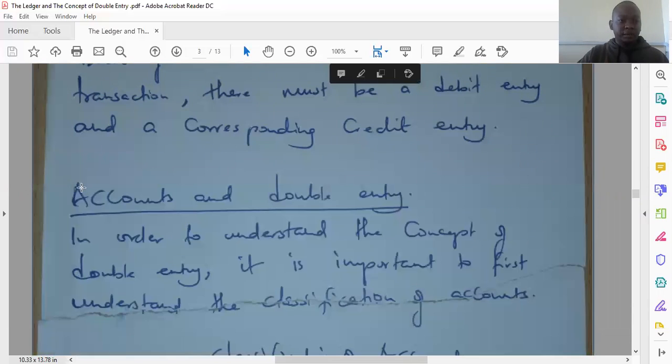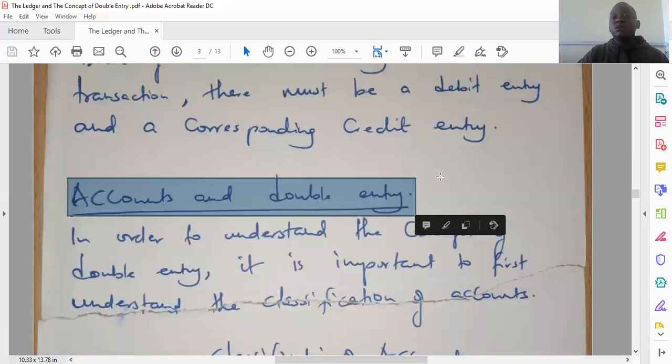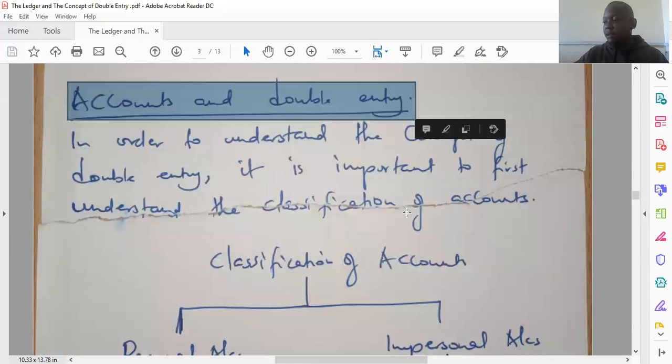Accounts and double entry. In order for us to apply the rules of double entry, there are laws to be followed. And in order to understand these laws of applying double entry, we need to first understand the classification of accounts. So in this case, we look at the classification of accounts and how double entry applies in the classification of accounts.